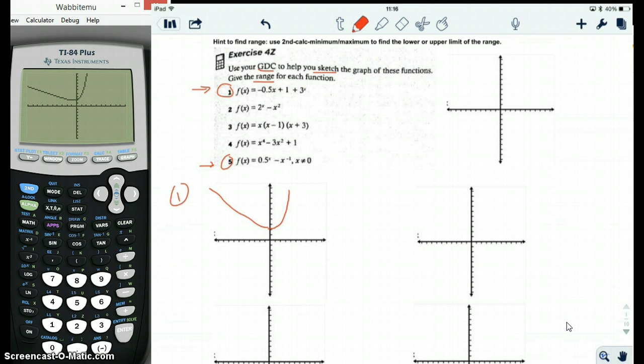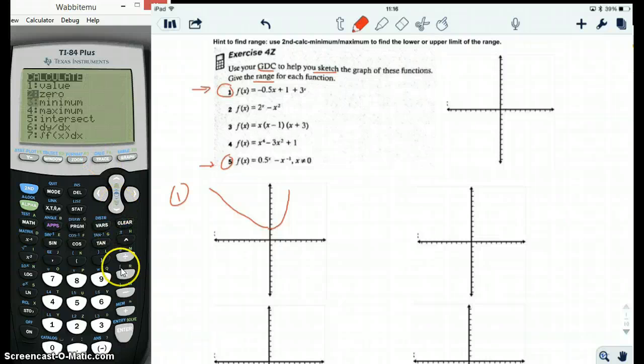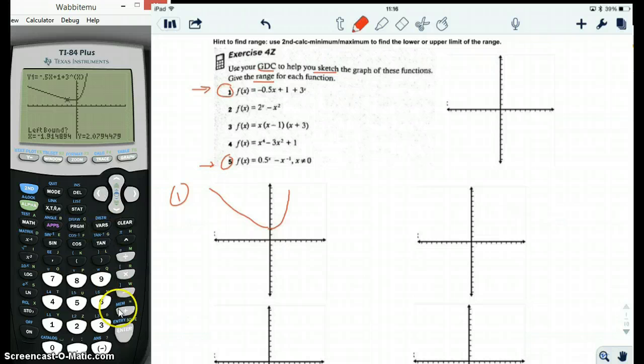Then it says give the range for each function. So how do we find the range? Well, the range looks like it goes to infinity, right? Now what's the minimum value? It's about there. Well, since we have it in our calculator, we can use second calc minimum to find that point. So to find the range, you're going to use the minimum function or the maximum function, one of the two. In this case, it would be the minimum.